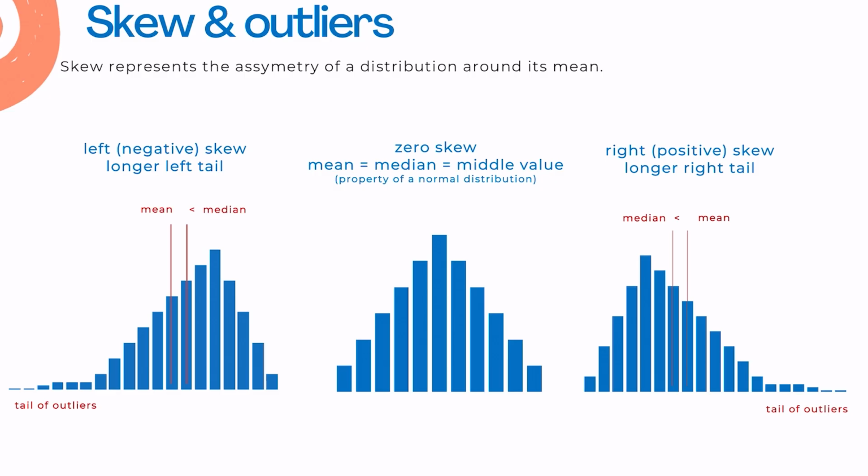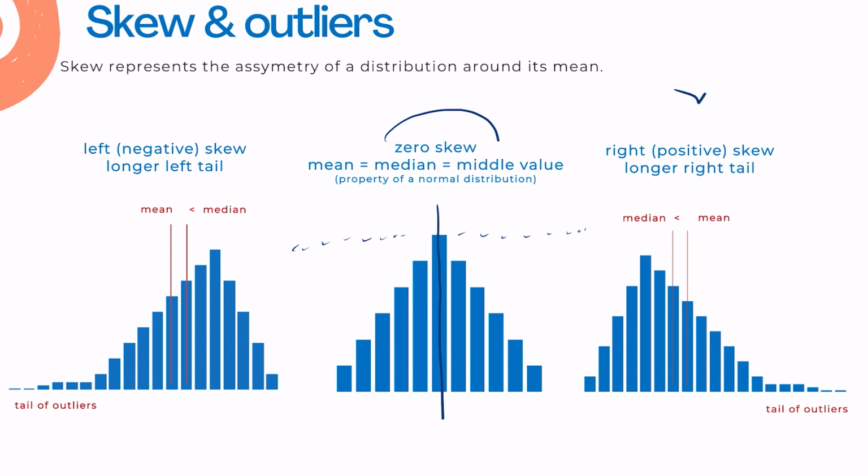Since we started talking about skew and outliers, let's dig a bit deeper into the topic. What is skew? Skew is the asymmetry of a distribution around its mean. These are distributions in these pictures. First of all, let's talk about zero skew distribution. You see here that the mean is equal to the median and to the middle value. And all the observations are equally distributed around the mean. So there is no asymmetry. This is zero skew, and this is a property of a normal distribution.